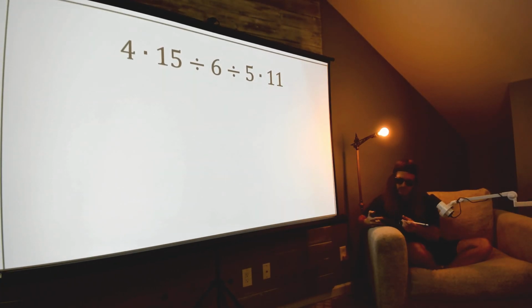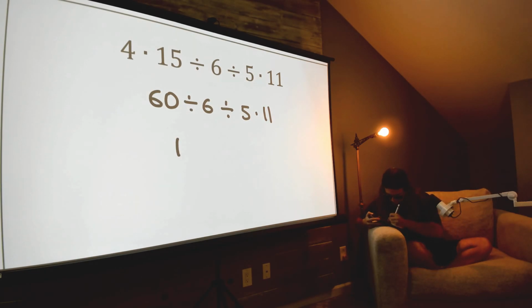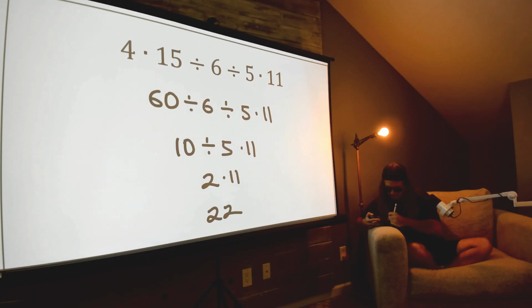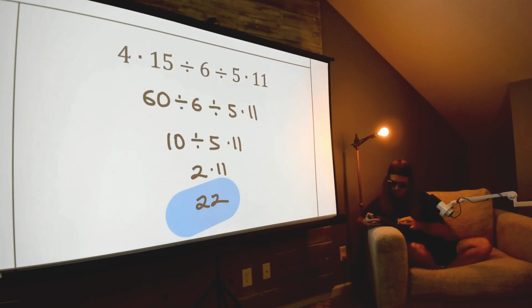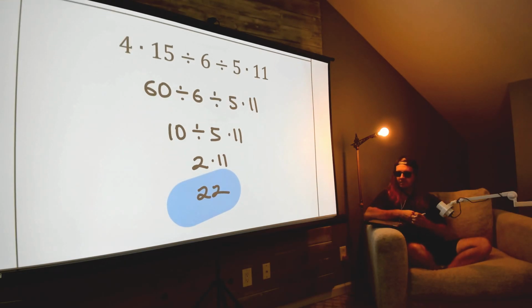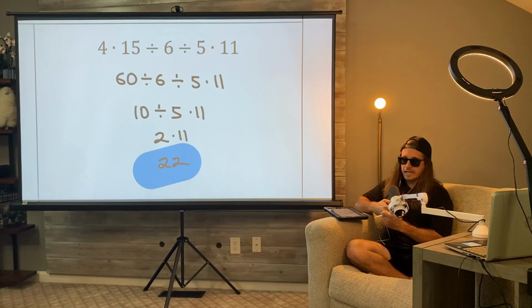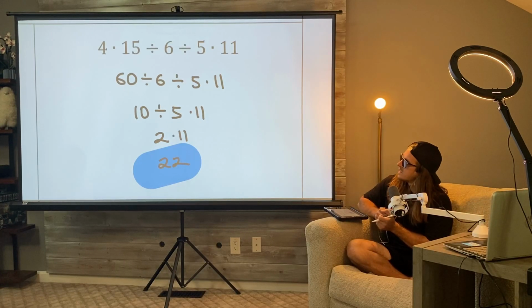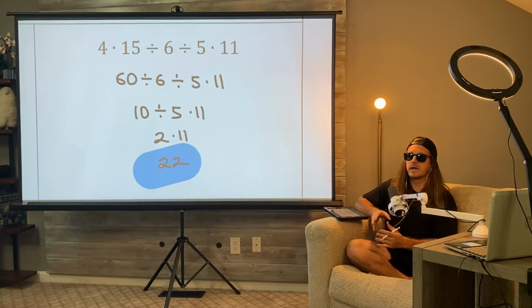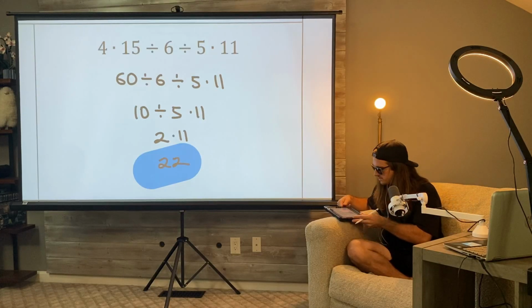Left to right, 4 times 15 is 60. 60 divided by 6 is 10. 10 divided by 5 is 2. Times 11 is 22. Can you do more steps than one at a time? Sure. Just make sure you go from left to right.